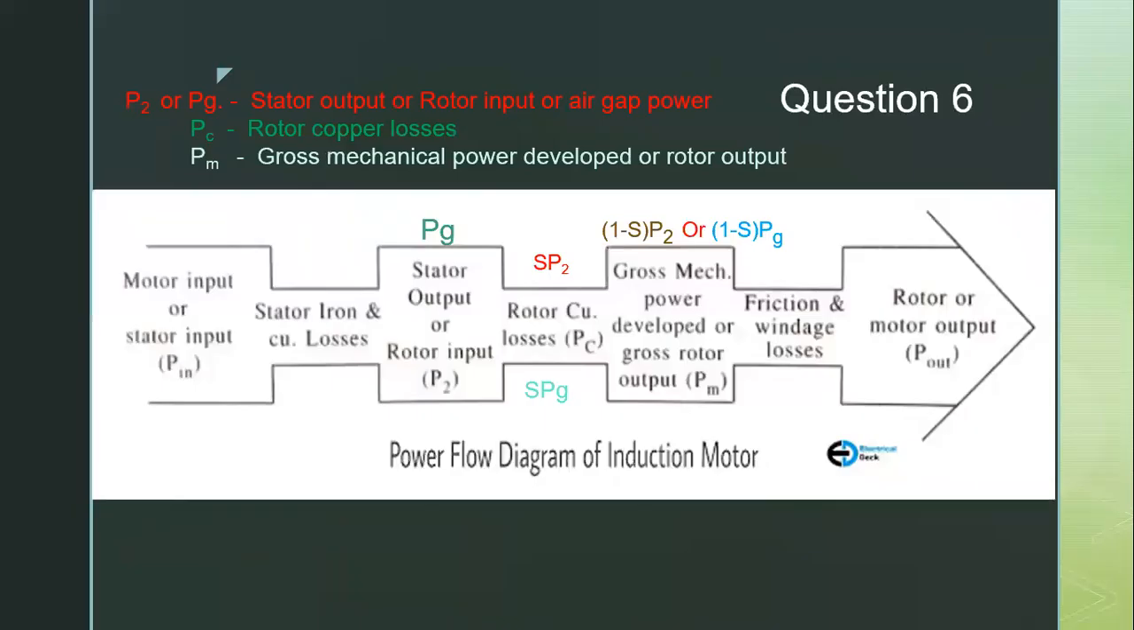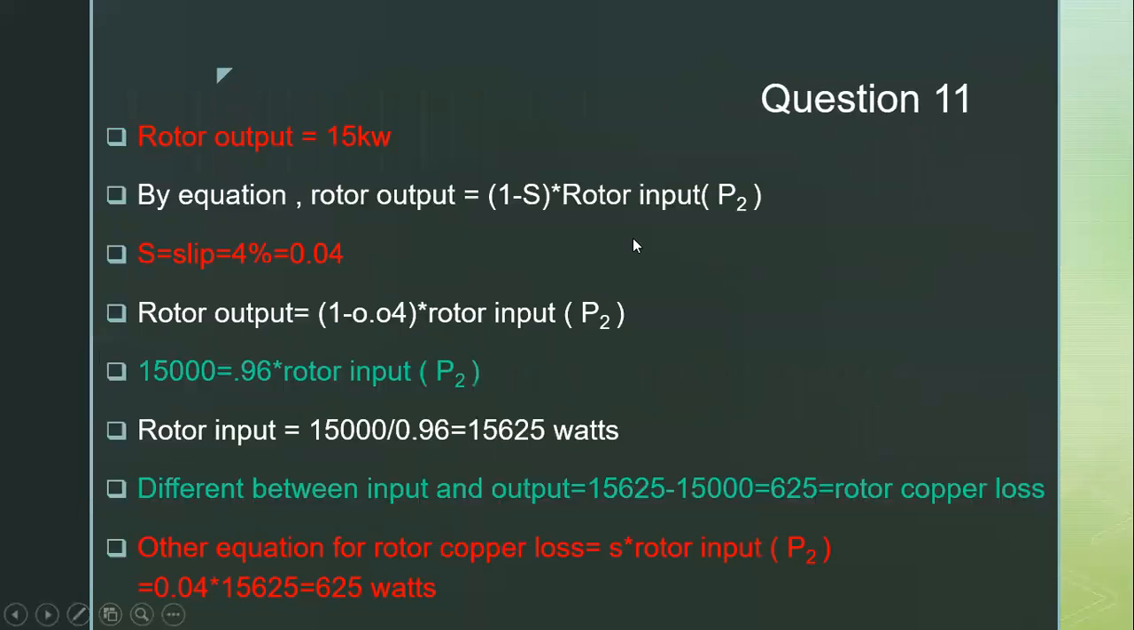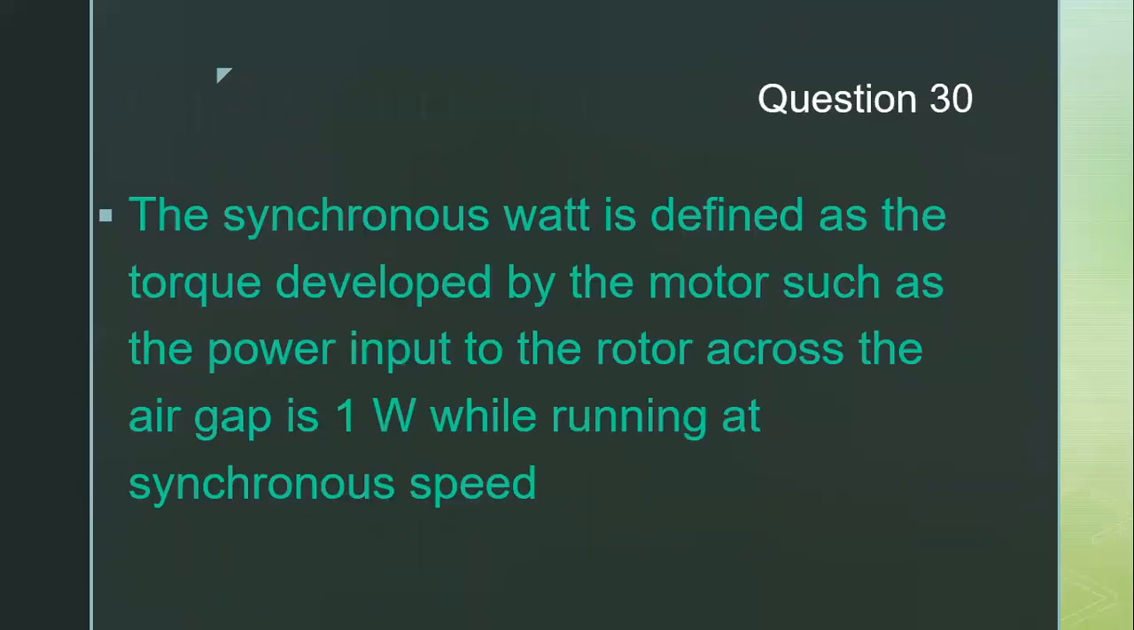So there is a power flow diagram. You have to find the gross power. Gross power means the power output of the rotor. Rotor output is also known as gross power. The equation is (1 minus S) into P2. We have already discussed this power flow diagram and done some problems regarding it. P2 is the rotor input, which is given. S is the slip, which is also given in the question. So it is easy.